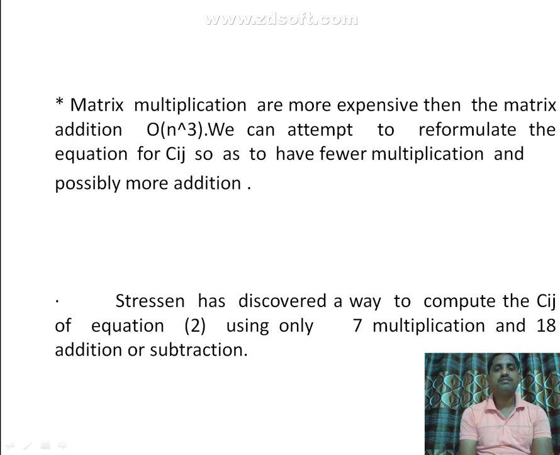Matrix multiplications are more expensive than matrix additions, that is big O of n cube. We can attempt to reformulate the equation for C i j so as to have fewer multiplications and possibly more additions. Then we go for Strassen's matrix multiplication. Strassen has discovered a way to compute C i j using only 7 multiplications and 8 additions or subtractions.